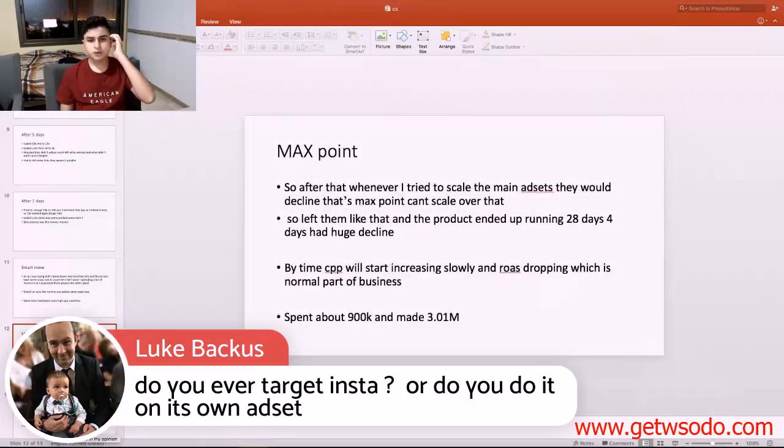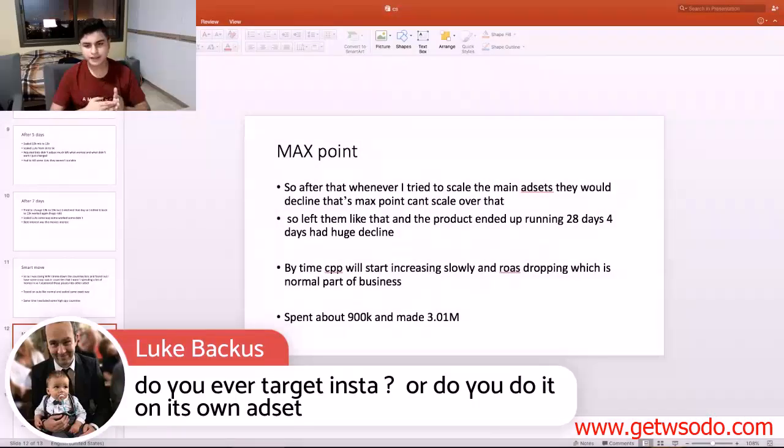The max point is basically when you reach the amount that you cannot scale over. After 13K, I tried to go to 16K and it did not work, so I think that was my max point. After that, whenever I tried to scale the main assets, they would decline. That's the max point. I can't scale over that.